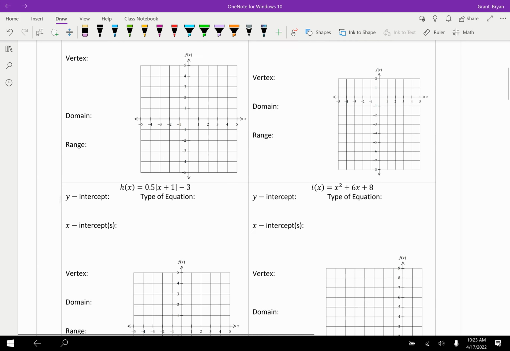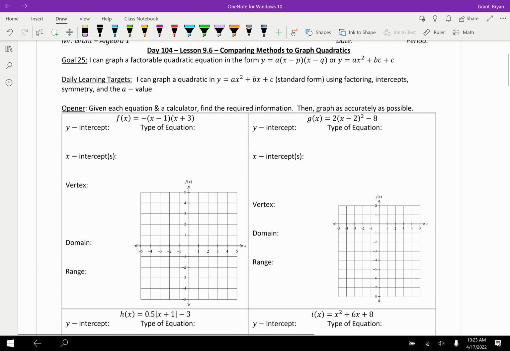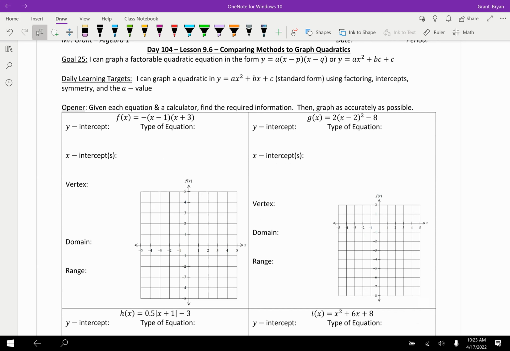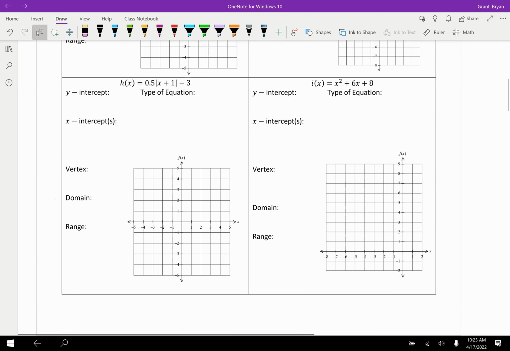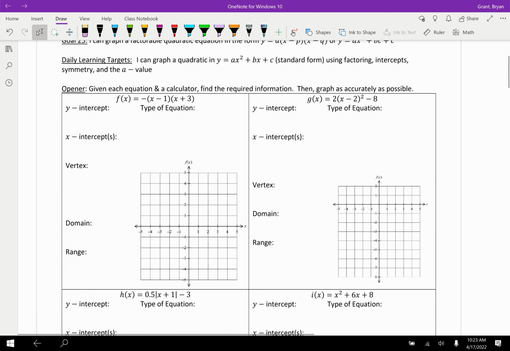There are 4 equations on the opener, and your job is to graph each one. All right. So why don't you go ahead and get started and do your best to show any work necessary, get everything on there, and then we'll chat. Ready, set, go.